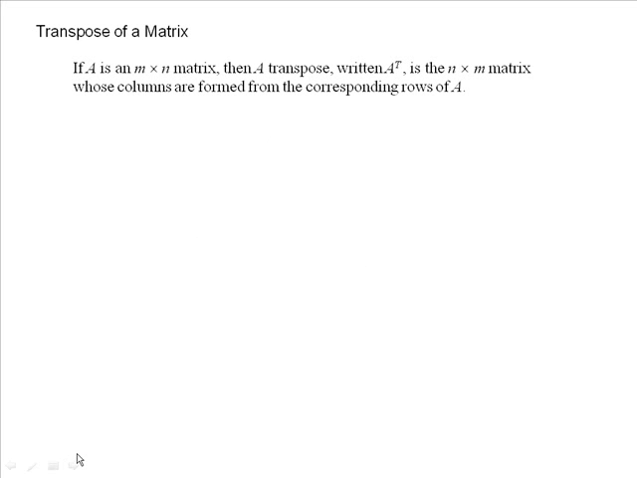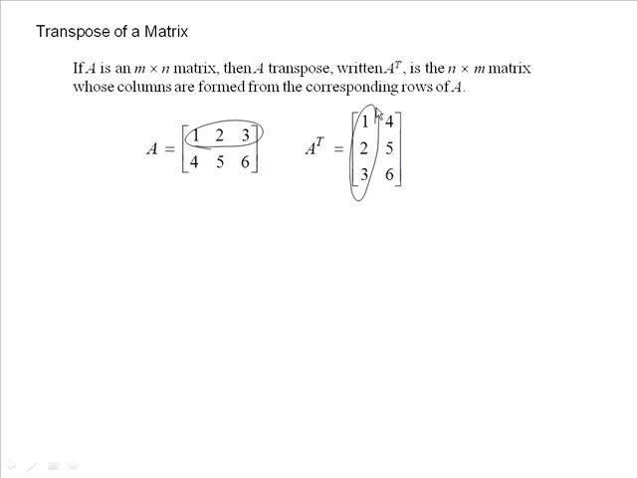Now let's look at the transpose of a matrix. If A is an m by n matrix, then A transpose, written as the matrix A with a T as a superscript, is the n by m matrix whose columns are formed from the corresponding rows of A. So here we see our matrix A, and then A transpose, we've simply taken each row of A and turned it into the column of A transpose.